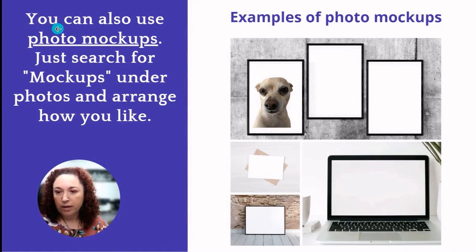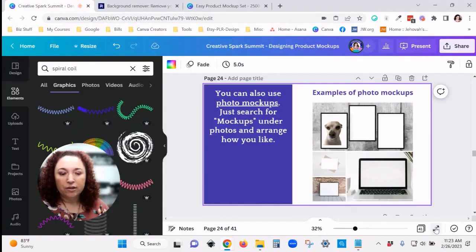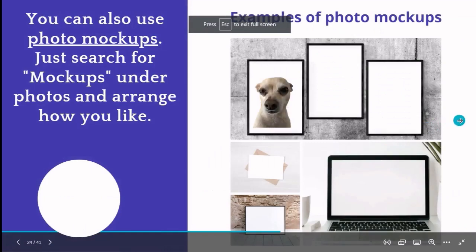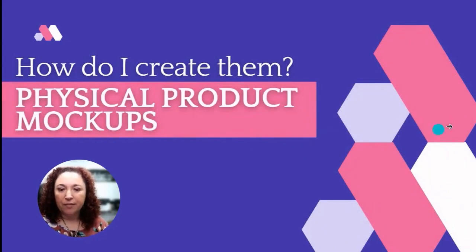And another way you can create mockups, whether it's for computer or physical products, just search for mockups under photos and arrange it how you like. So that's what I did here. I took a photo of my dog Rico and put his picture there on top of the photo. So you can make it look realistic that way as well. So it's just good to see that there's a lot of different options when it comes to mockups. You just think outside of the box for some things.